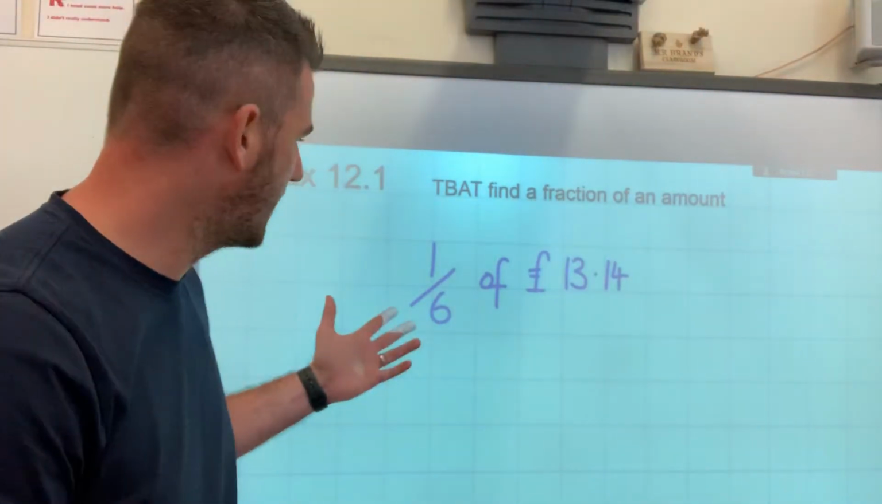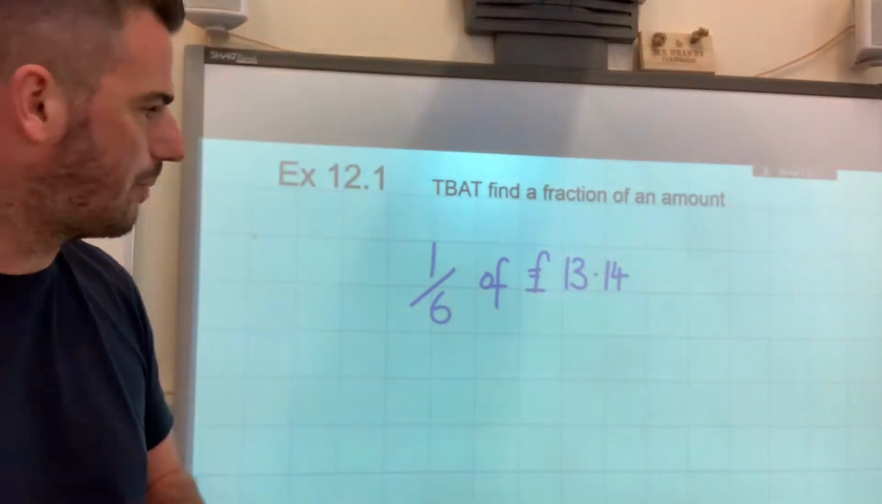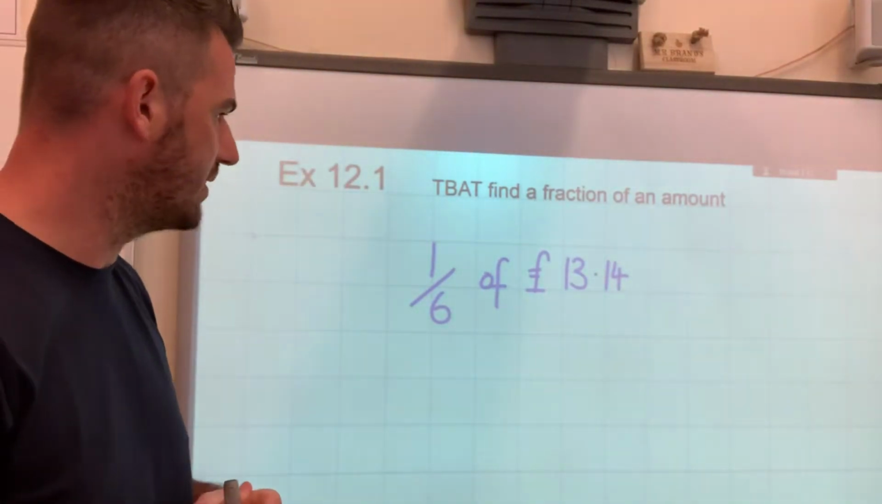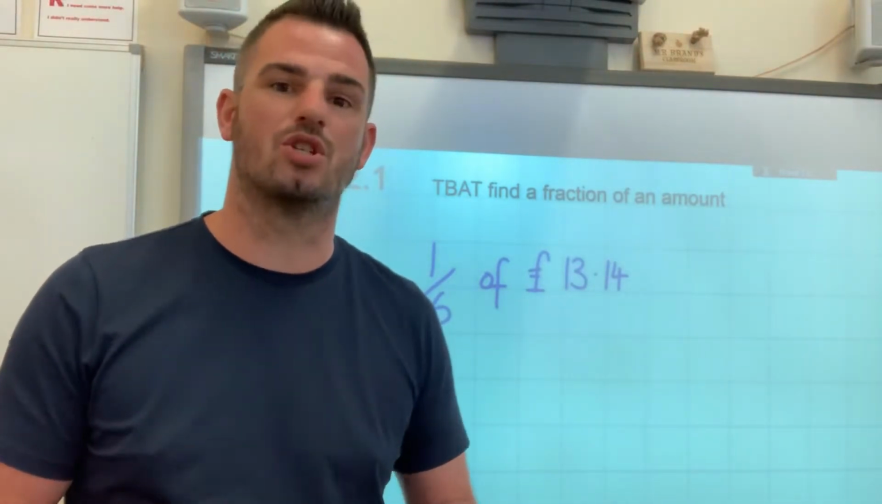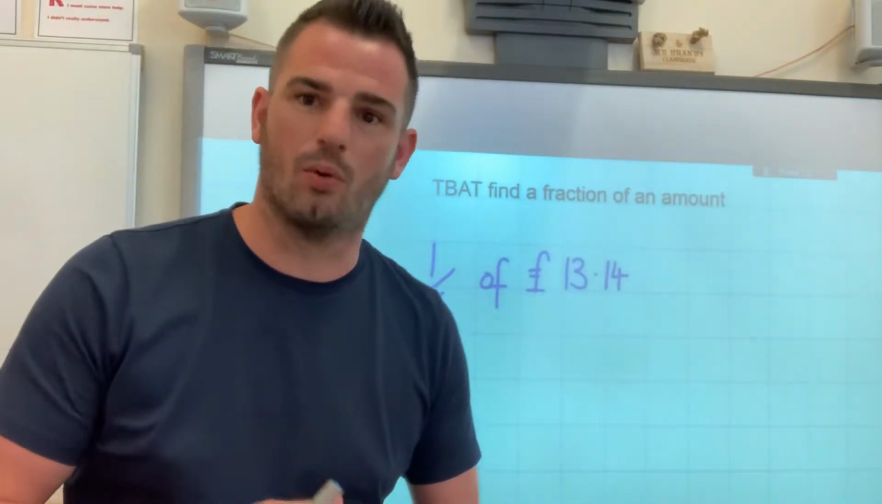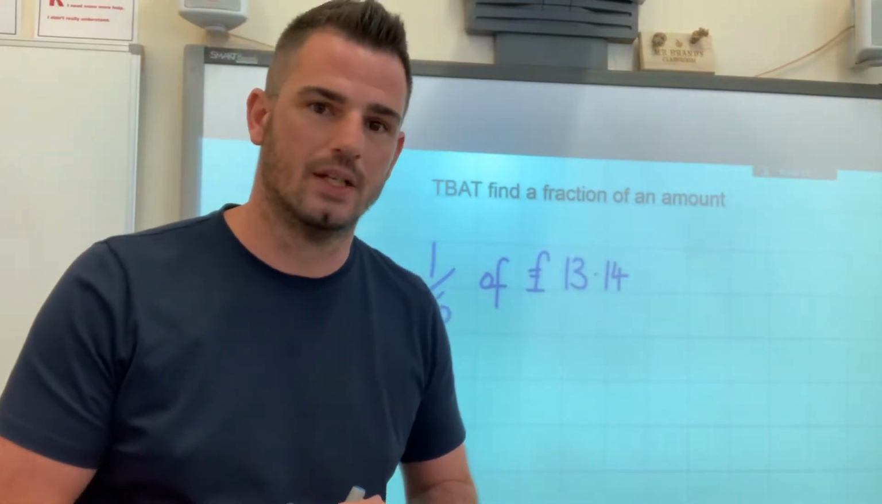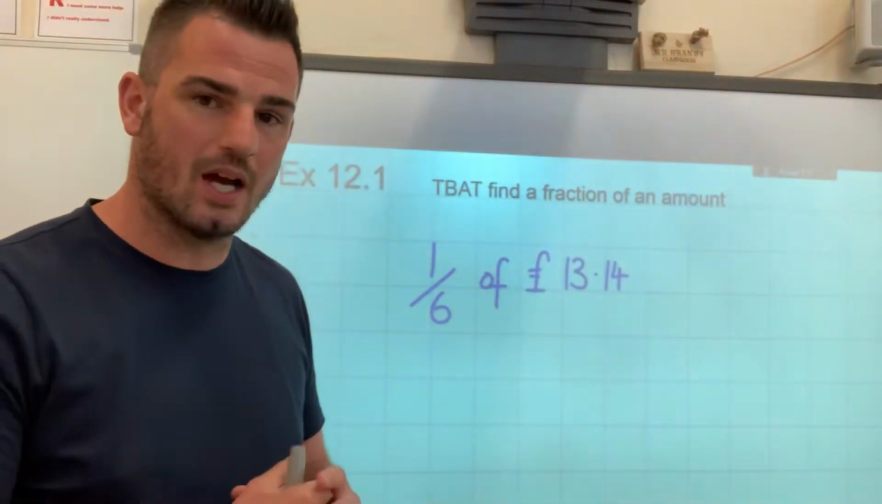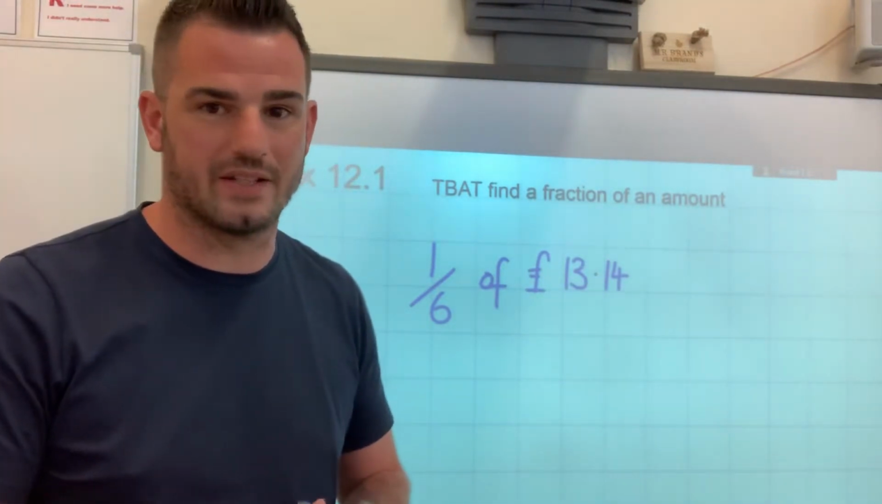Now I've got an example here on the board for you, which is a sixth of £13 and 14 pence. You can imagine this in a real life scenario. If that amount of money was shared between 6 people, how much would each person get? It's that kind of question. So we're going to break it down. We're going to go through a couple of examples for you before you embark on exercise 12.1.